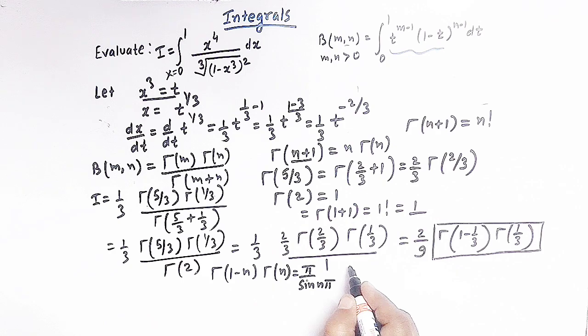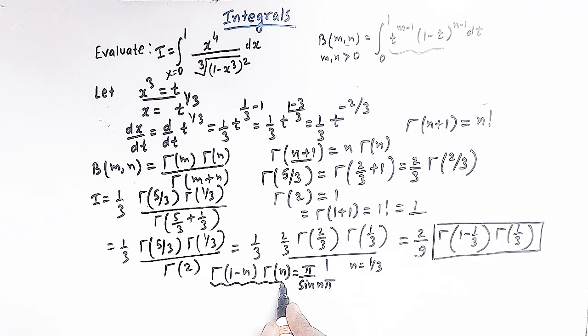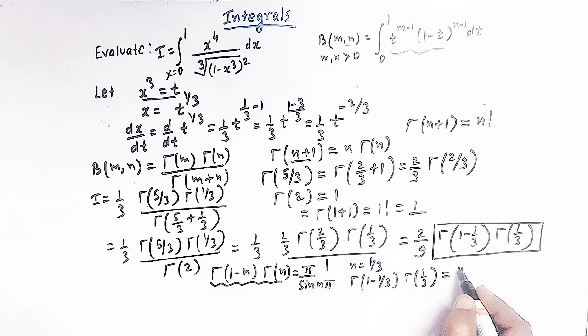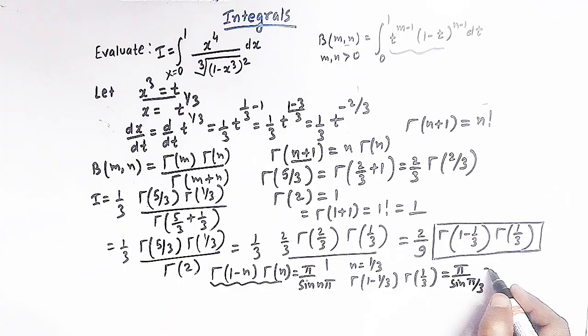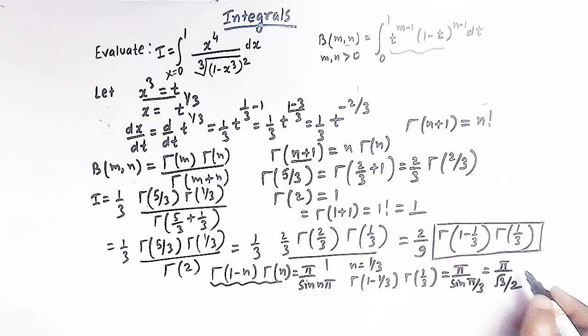So if we take n is equal to 1 over 3, then the left hand side appears as gamma of 1 minus 1 over 3, then we have gamma 1 over 3, and here we have pi over sine n pi. So n is 1 over 3, so we have sine pi by 3. So now we have pi, and sine pi by 3 is sine 60 degrees, that is root 3 over 2. So we can now write 2 pi over square root of 3.